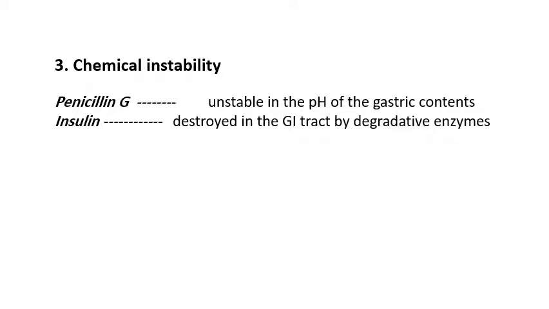Chemical stability is also a factor that could influence the bioavailability of a drug. Penicillin G is known to be unstable in the low pH of the stomach. Therefore, it will be destroyed before being able to pass through to the small intestine. Insulin is also an example of a drug that is destroyed by the action of degradative enzymes available in the small intestine. Therefore, both of these drugs are currently not available as oral formulations.